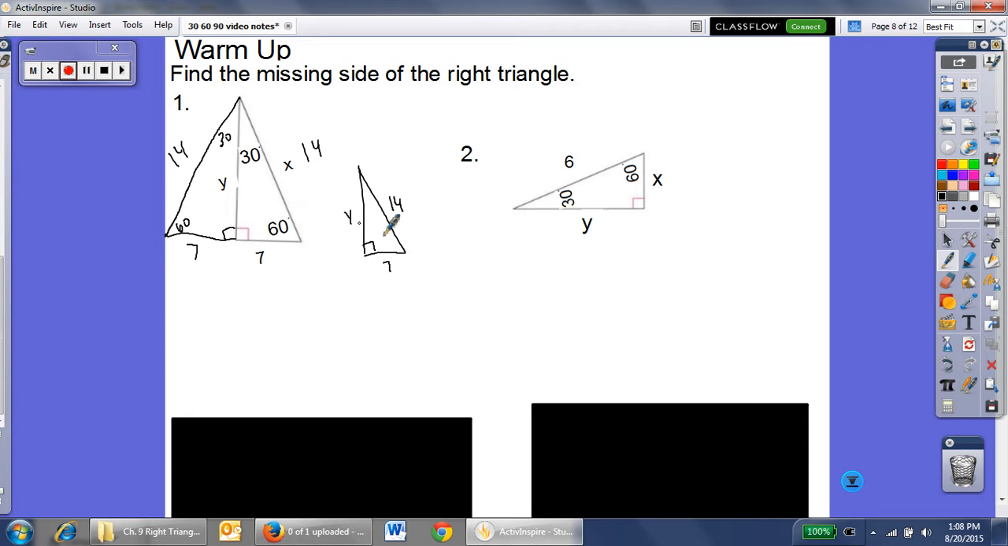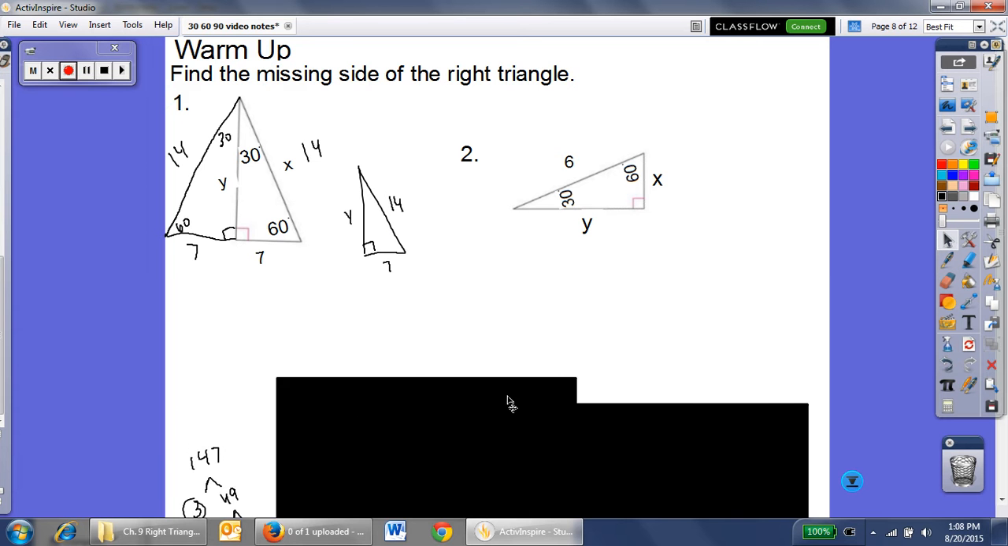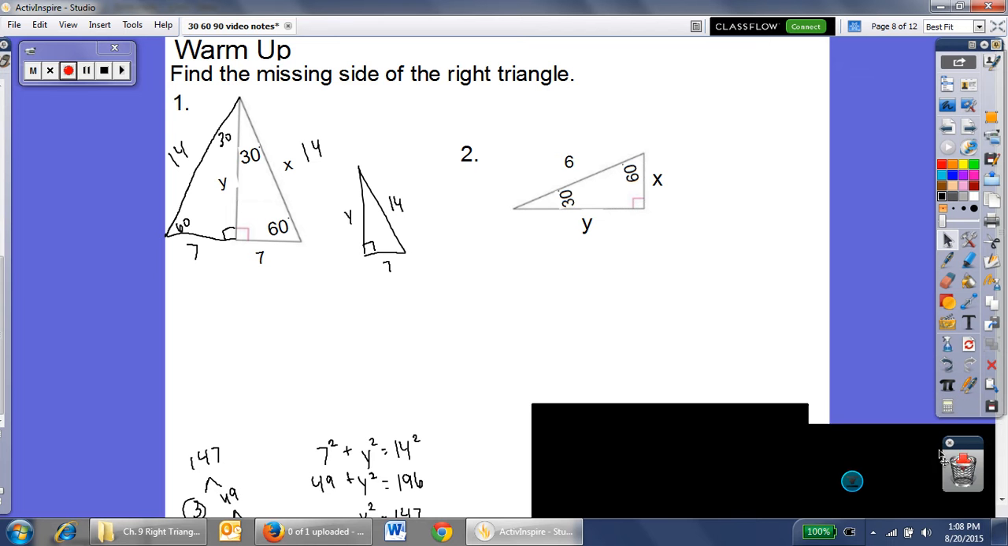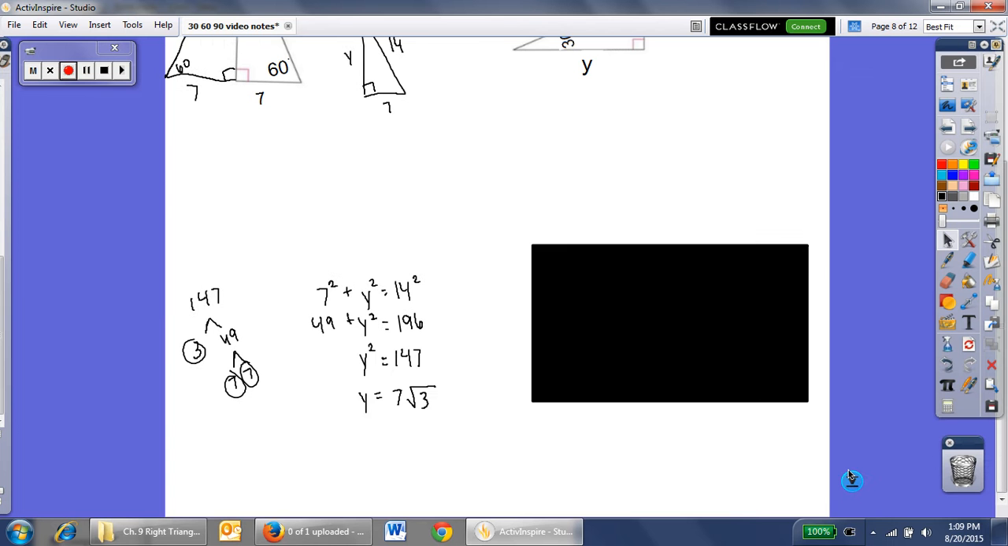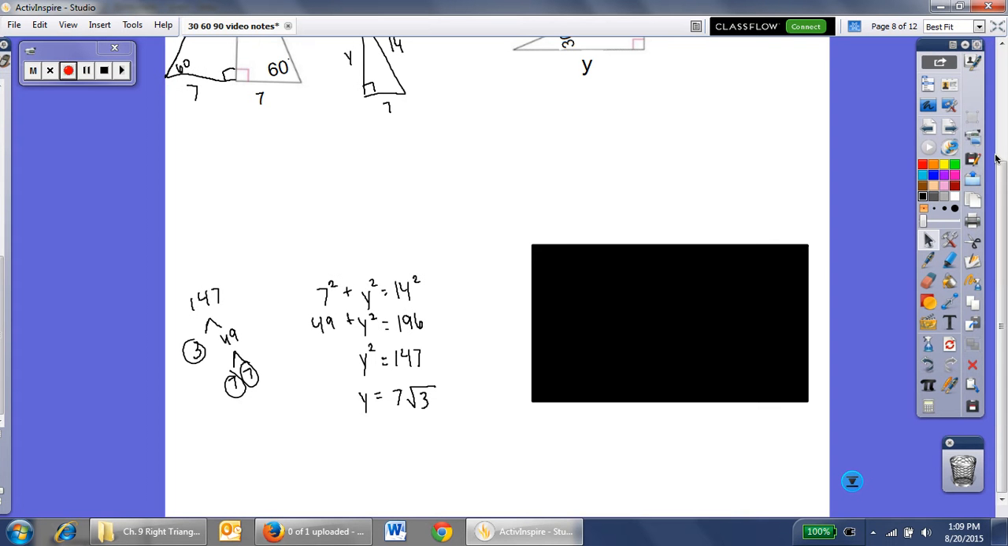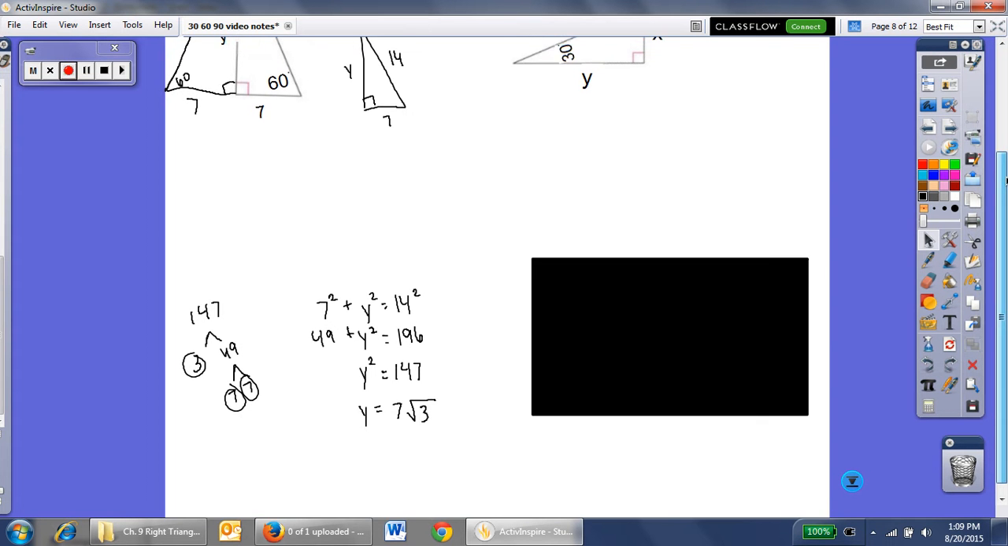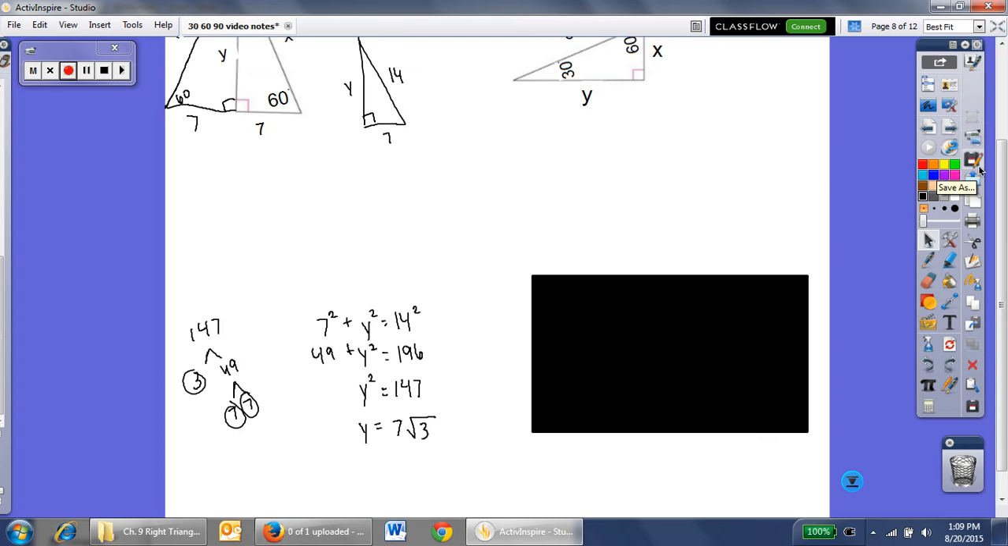Using just these parts, I can plug these into the Pythagorean theorem to find the one missing side. Let me do that down here so you can see the work. When we plug it in, we get 7 squared plus y squared equals 14 squared. Simplifying all the way down, we get y squared equals 147.